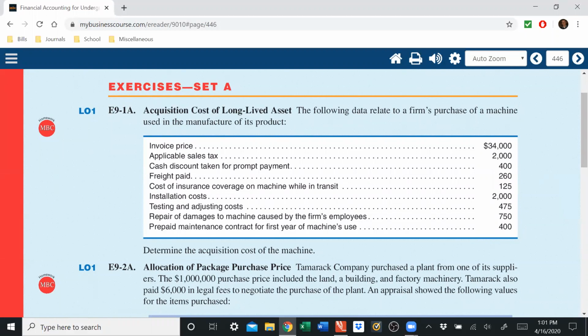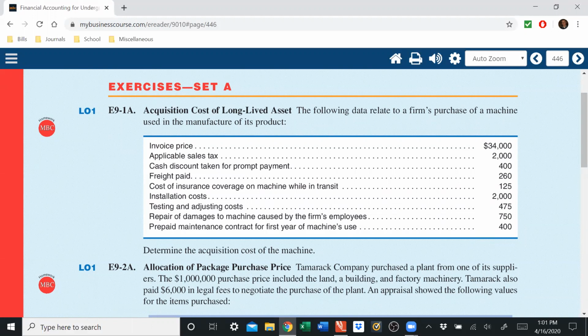So here, this exercise tests your knowledge of how to find the acquisition cost. The definition of acquisition cost is all the costs that are necessary to get the asset ready for its intended use. It includes the purchase price, but it also includes other things. Any cost that's necessary to get the asset ready for its intended use is part of the acquisition cost.